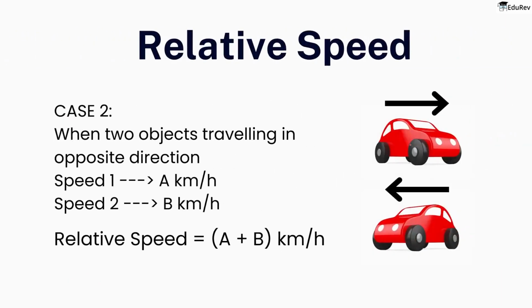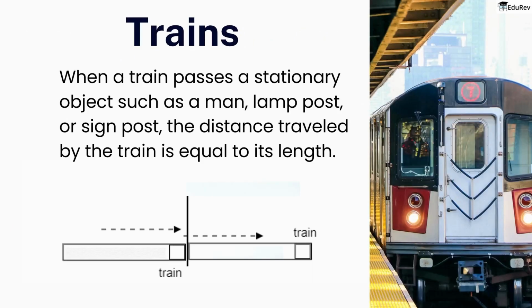If two objects are traveling at a speed of a and b in the opposite direction, then their relative speed will be the sum of both the speeds. It is written as a plus b. Next, these are some must-remember facts to keep in mind while solving questions related to trains.